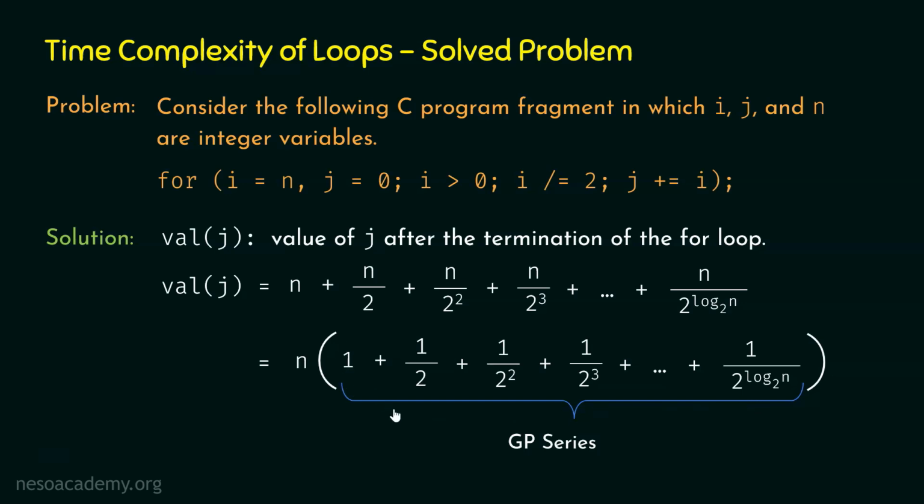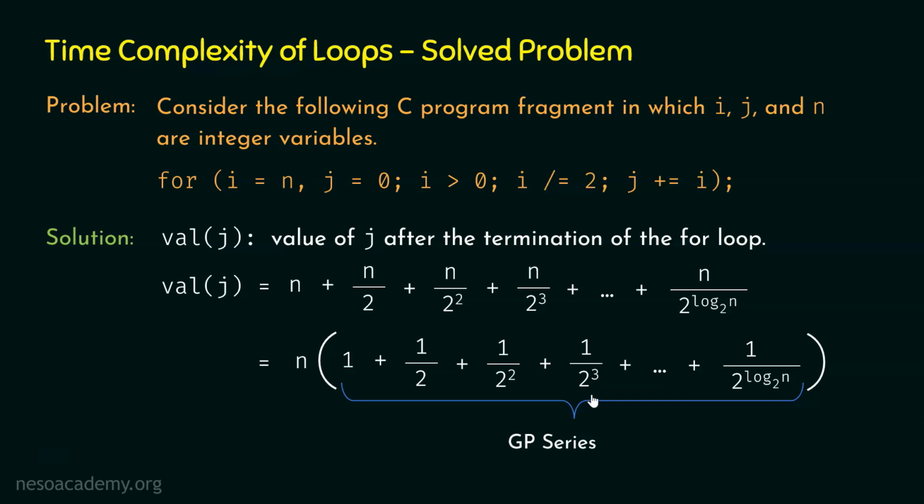And r is 1 by 2. So if we multiply 1 by 2, we will get the second term, which is 1 by 2. In order to obtain the third term, we need to multiply the second term, which is 1 by 2, by 1 by 2. We will get 1 by 2 square. The third term is obtained after multiplying the second term by the common ratio, which is 1 by 2. So we will get 1 by 2 cube as the result of the third term.